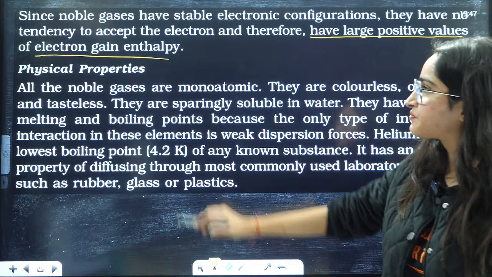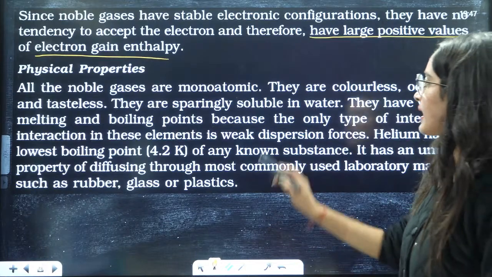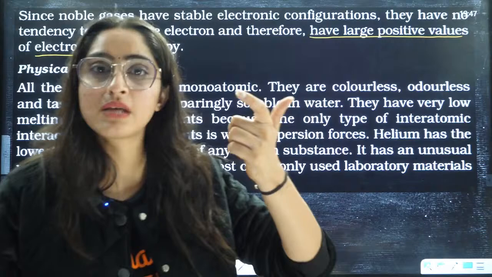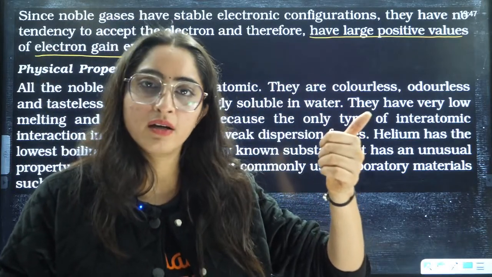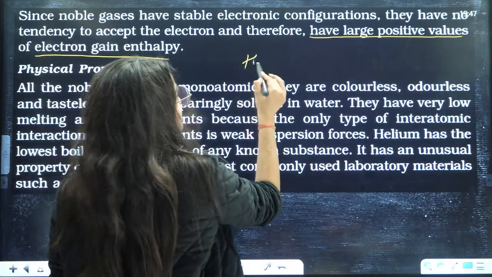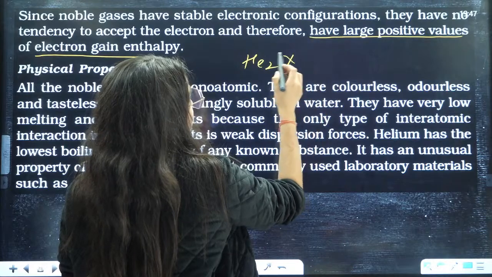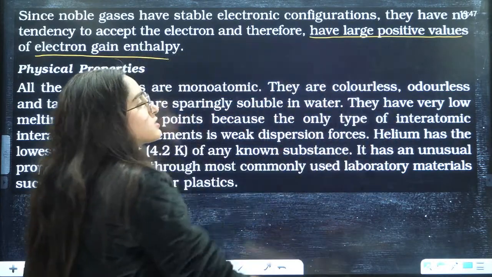Physical properties. All the noble gases are monatomic, right? H2 is not monatomic, like H2 is hydrogen, it is diatomic. Helium H2, this does not exist. Lithium 2 does not exist. Neon 2 does not exist. What is the reason behind that?